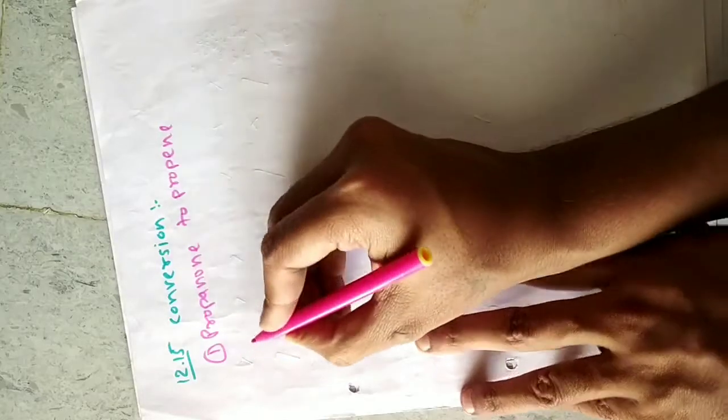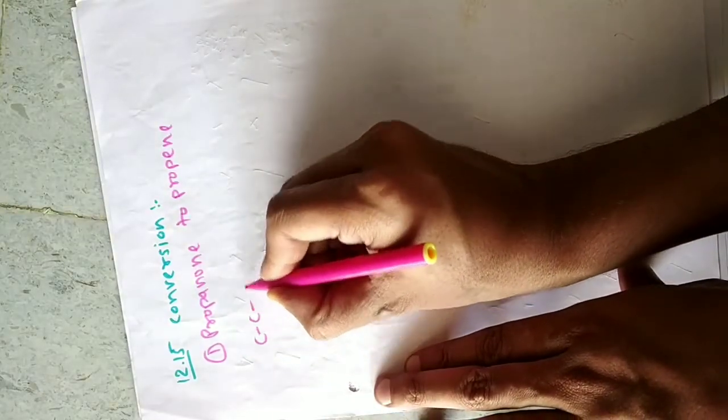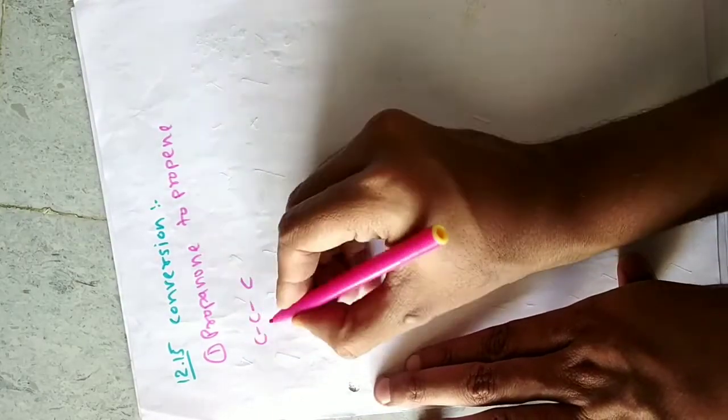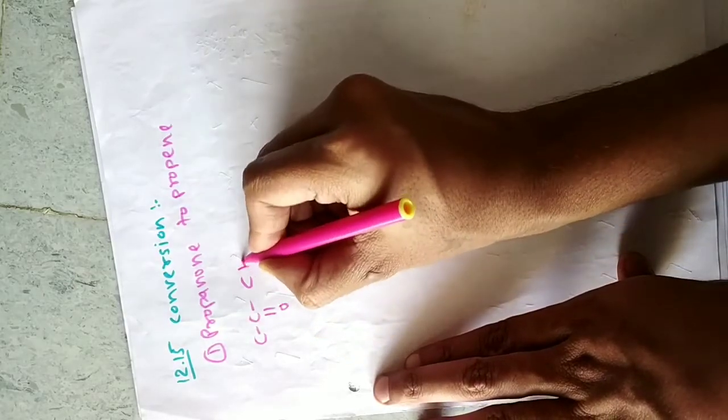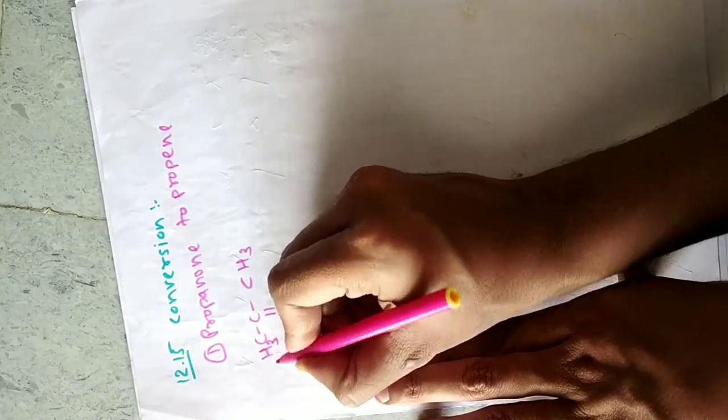Okay. Next one is question number 12.15, which is conversions. It means you have to convert the starting material into the product using the proper reagent, catalyst, temperature, etc. The first one is propanone to propene. For that we need structures. Propanone: propan means 3 carbons. The ONE suffix is there, which means it is a ketone. So this one is our propanone.